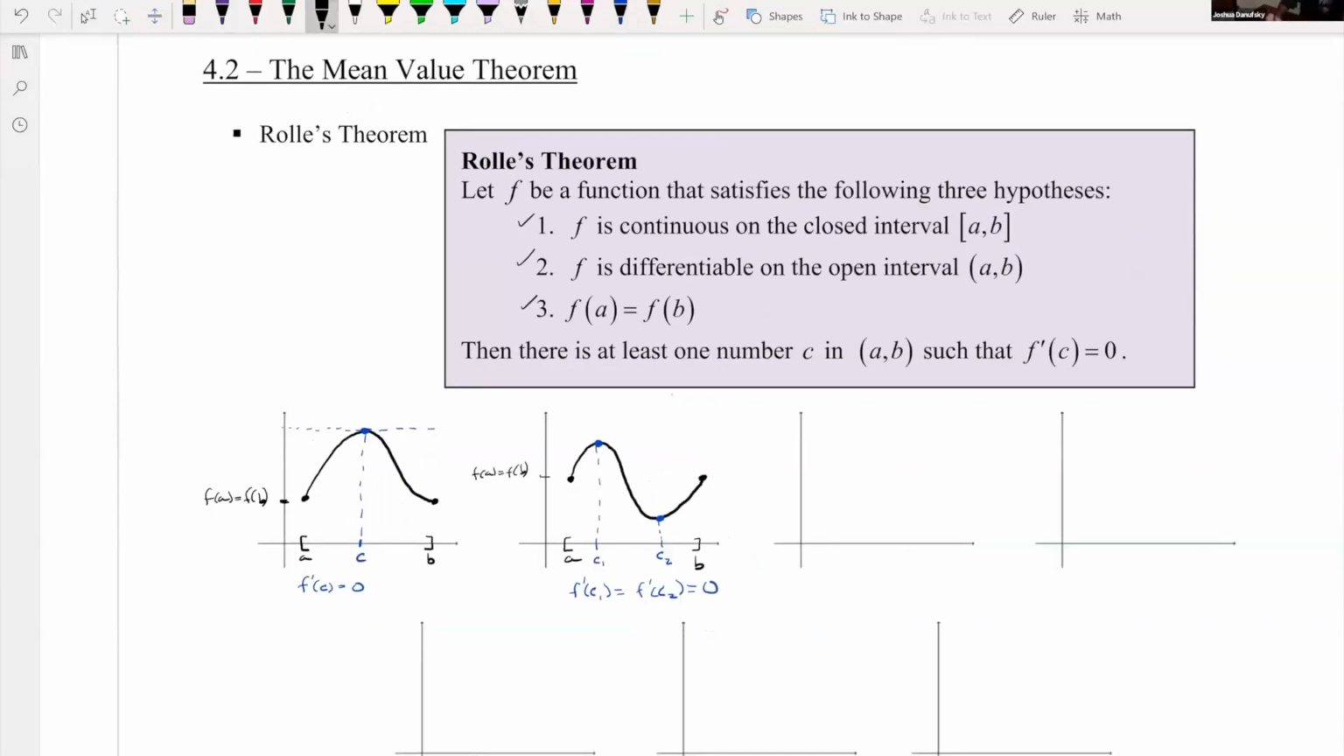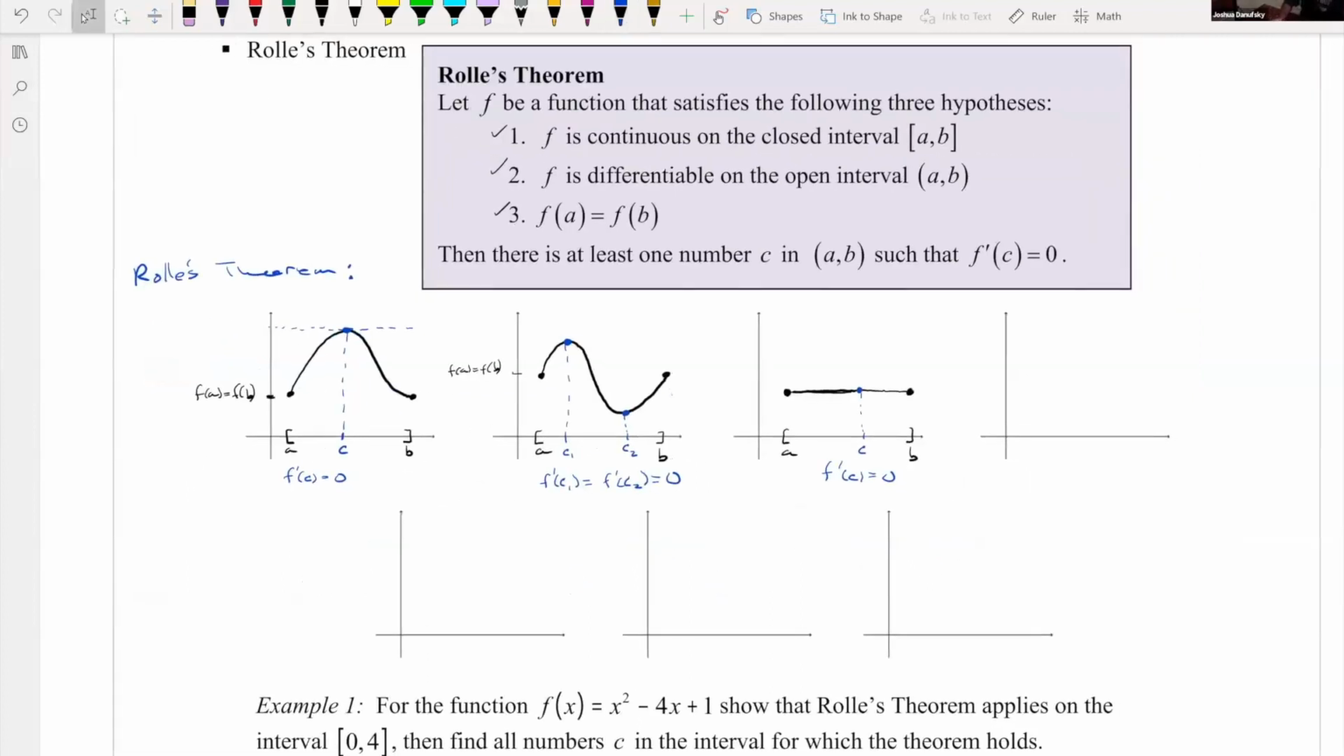We could also have a situation like this, where again, f of a equals f of b, and maybe it's just a horizontal line, right? Well, that means we have a 0 slope at any c between a and b, right? f prime of c is equal to 0. So these are all examples where Rolle's theorem applies, and that's what we get, okay?